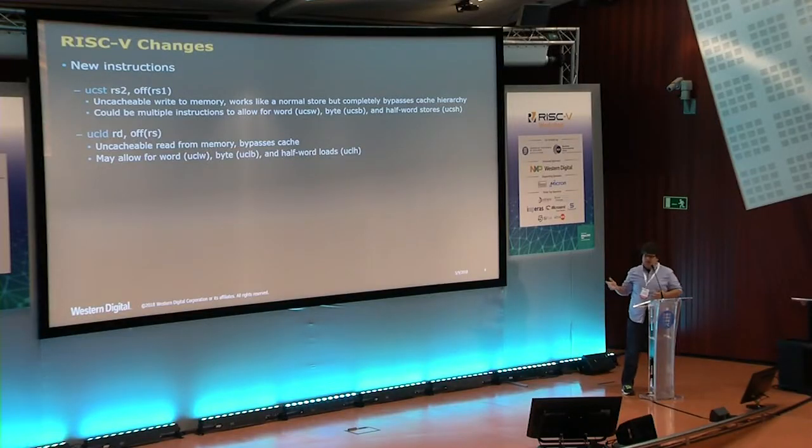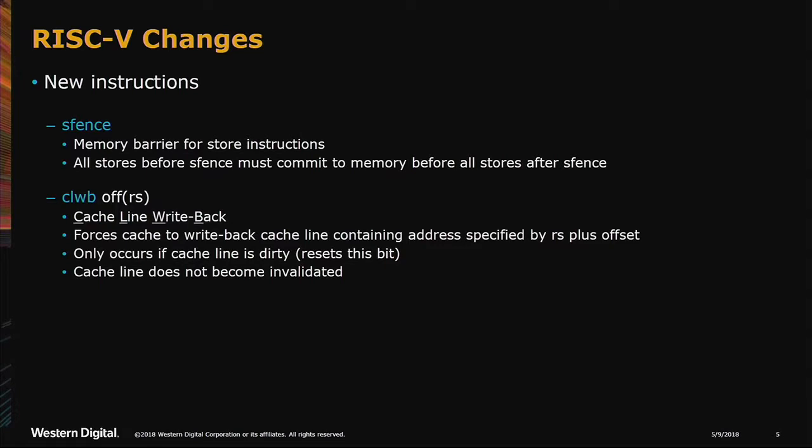Similar to a load instruction, UCLD would function similarly. We want to be able to read data from memory directly without having to go through the cache. And similarly, we can have UCLW, UCLB, and UCLH instructions for word, byte, and half-word loads, respectively. Another important instruction is S-fence, which is what I mentioned before. An S-fence is a memory barrier for store instructions. So if you have an S-fence in your code, then any store instructions that occur before the S-fence must commit to memory before any store instructions occurring after the S-fence.